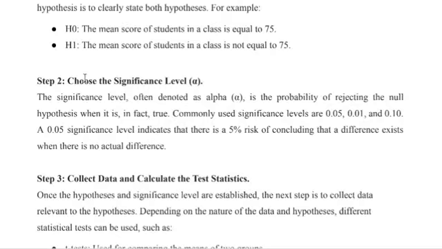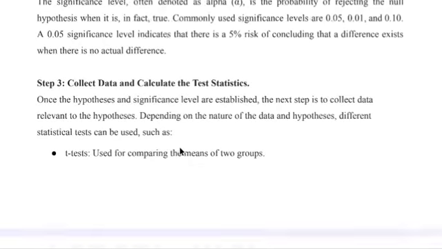Step 2. Choose the significance level. The significance level, often denoted as alpha, is the probability of rejecting the null hypothesis when it is, in fact, true. Commonly used significance levels are 0.05, 0.01, and 0.10. A 0.05 significance level indicates that there is a 5% risk of concluding that a difference exists when there is no actual difference.